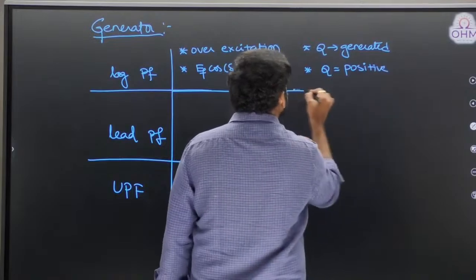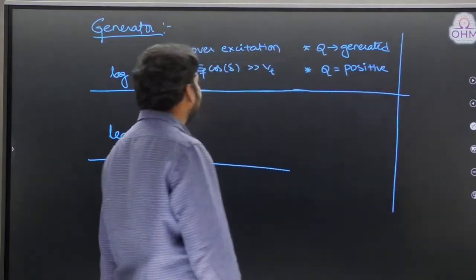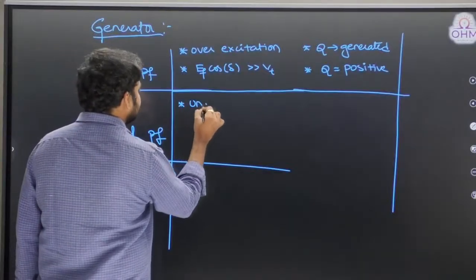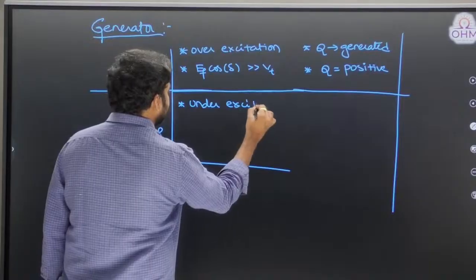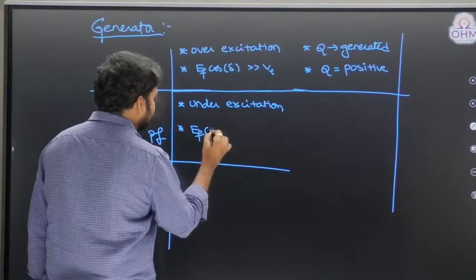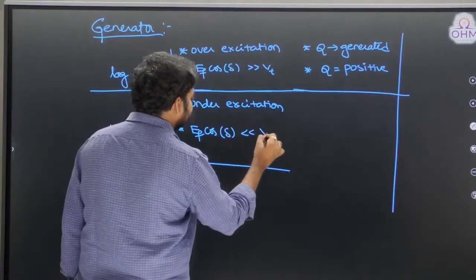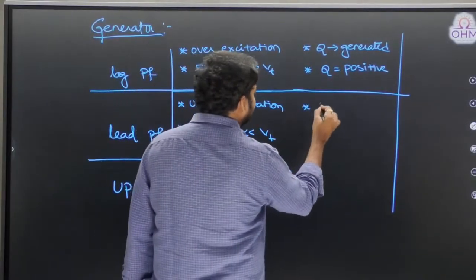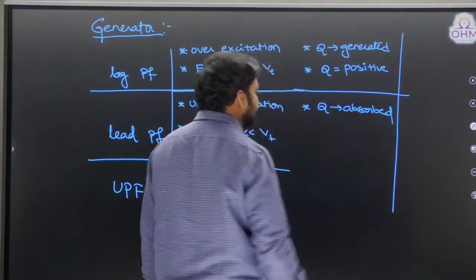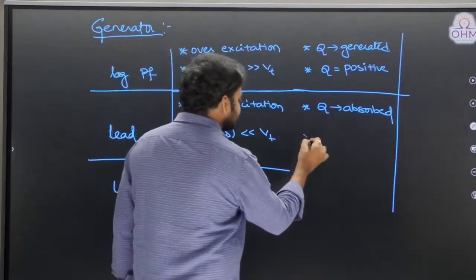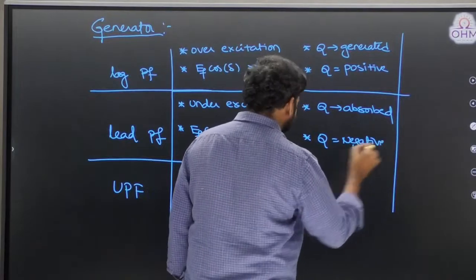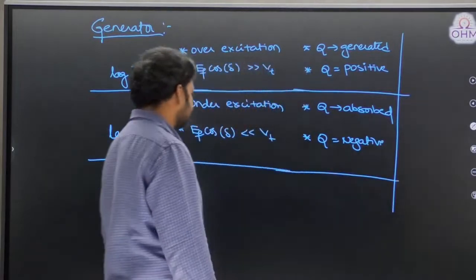This is when the generator was feeding which type of load? Lagging power factor load. What if it is leading power factor? We will get under excitation. Under excitation means EF cos delta becomes less than VT, and reactive power is absorbed by the machine rather than generating. Machine will absorb reactive power. Also, the sign of the reactive power becomes negative. You can check this by using equations. Okay.